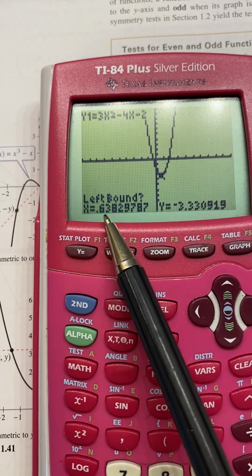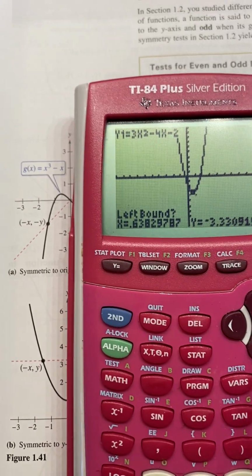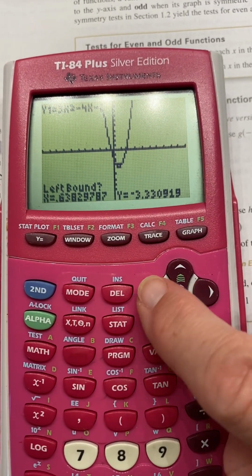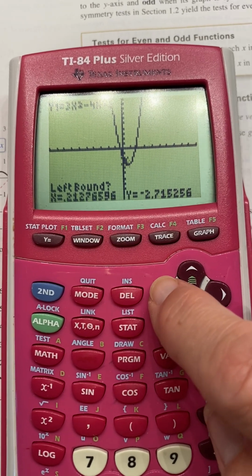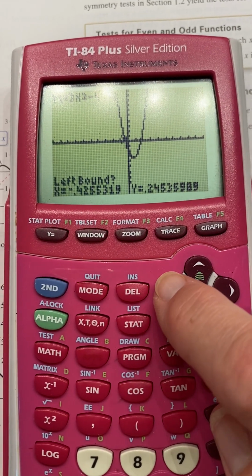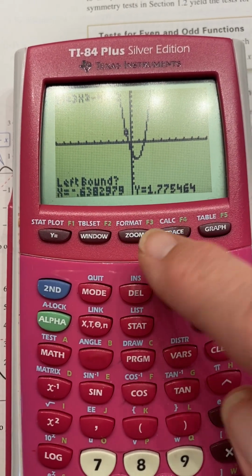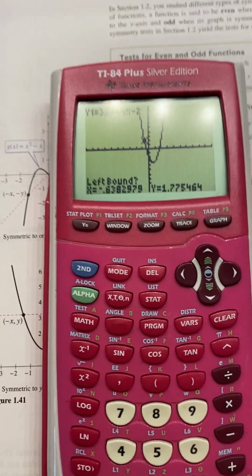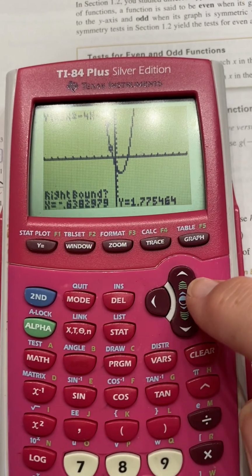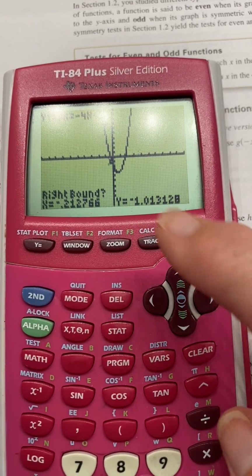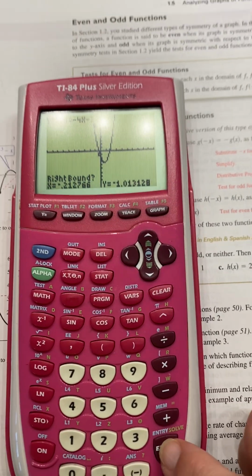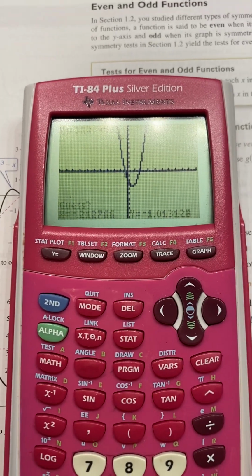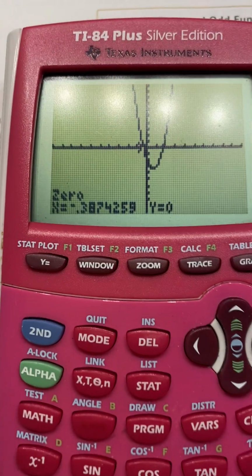So it says go to the left side of the 0. So what's important here is you only do right and left. Never go up or down or you'll hop off your curve. So I'm on the left side of this 0. So I'm going to enter. And then it says take me over to the right side of that 0. Enter. Yes. No, thank you. And there's the 0.